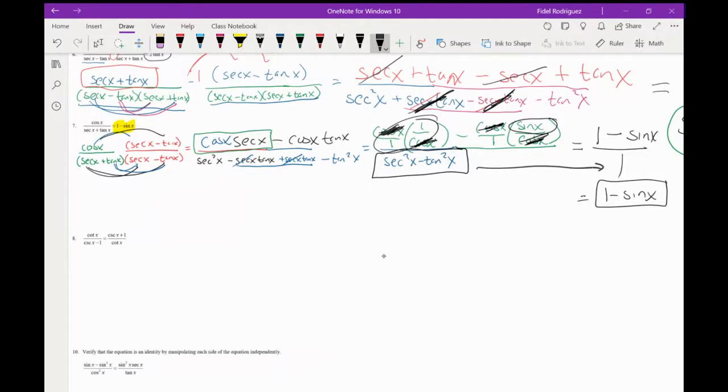And then, so this cosine up here and that cosine right there canceled. So all we had left was a 1, right? And then this cosine here and this cosine here canceled. So all we had was a sine of x. And anything over 1 is just the top part.